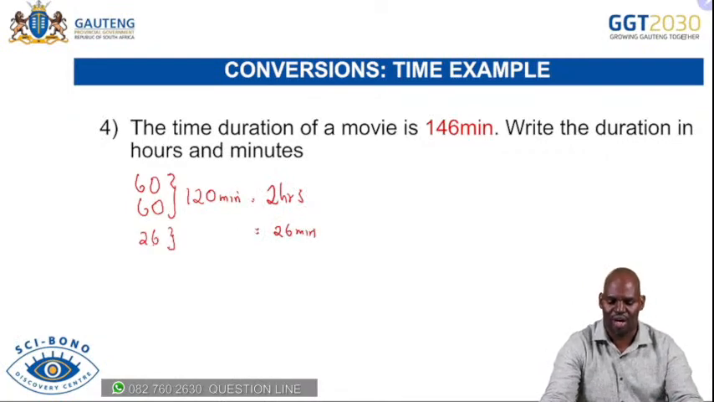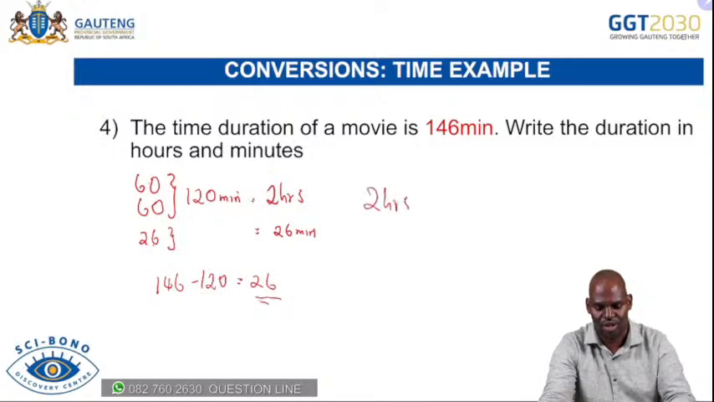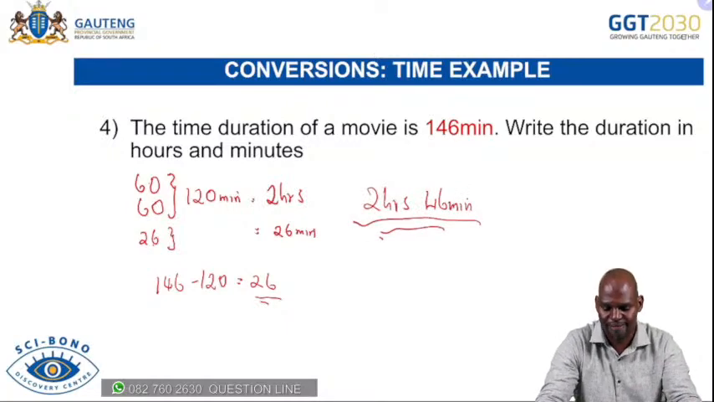So this is by means of inspection. You just look at 146. Then you say, I've got 2 60s, that will give me 120. Then if I add another 60, I'm going to get more than 146. So I'm left with 26. 146 minus 120, and that is how we get 26. And some of you will just say this is 2 hours and 26 minutes.